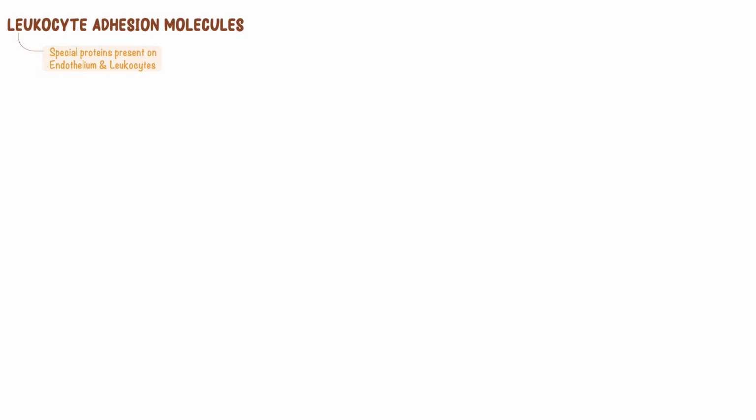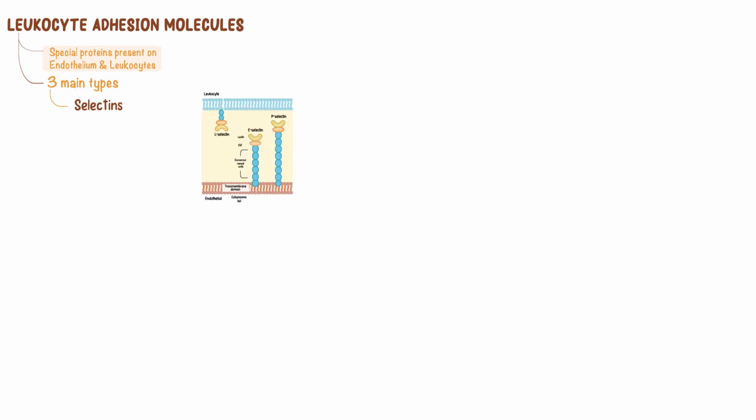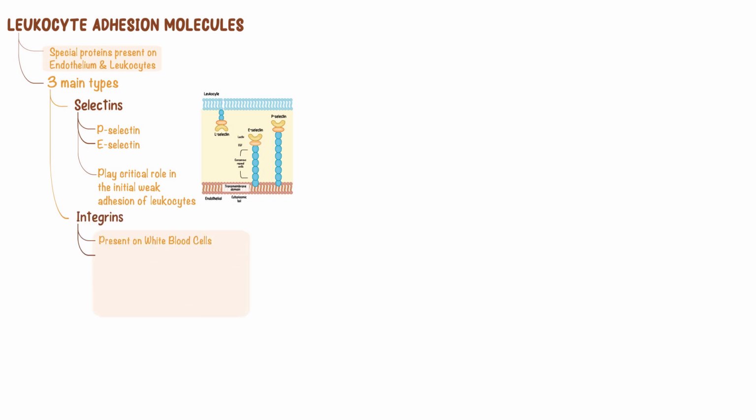Here you have to remember about three main types of adhesion molecules. First, we have selectins. Two main types of selectins are involved, known as P-selectin and E-selectin. Selectins play a critical role in the initial weak adhesion of leukocytes, enabling them to slow down and roll along the vessel wall. On the white blood cells, we have attachment proteins known as integrins. Integrins lead to a more stable adhesion of leukocytes to the endothelium.